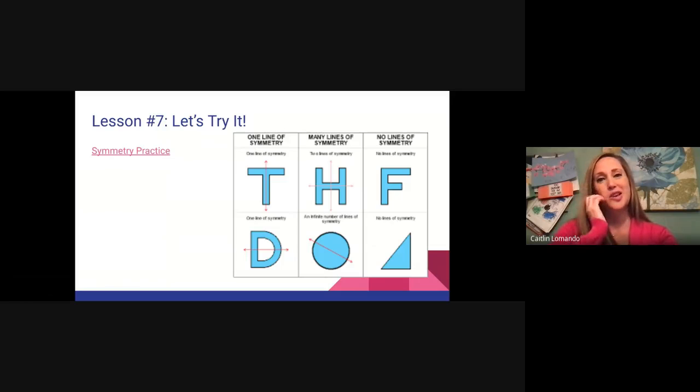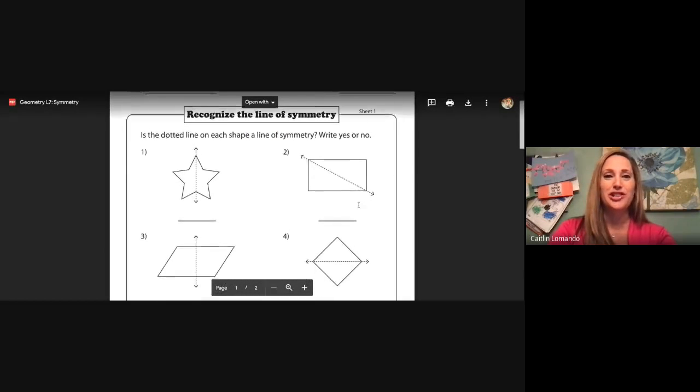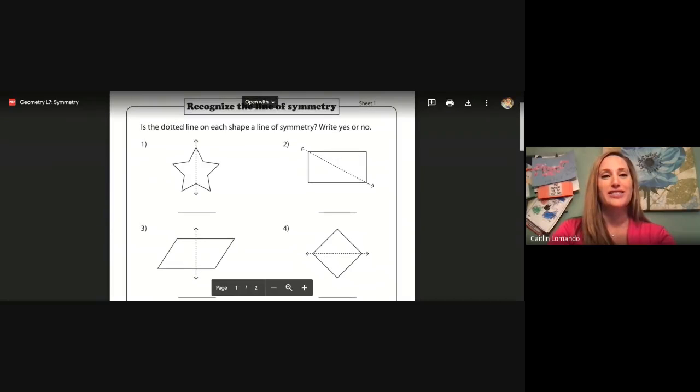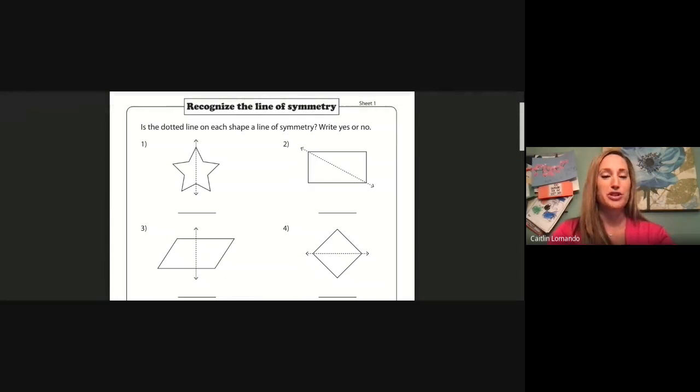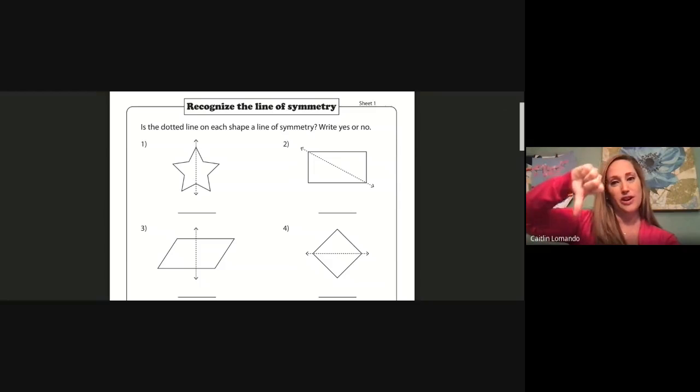So let's look here. Some images have one line of symmetry, some have more than one, and some have none. Remember, if something doesn't have any lines of symmetry, we could say it's not symmetrical or it is asymmetrical. So let's go ahead and check out this worksheet. So let's look at number 1. Does that shape have symmetry along the line that is there? Yes or no?